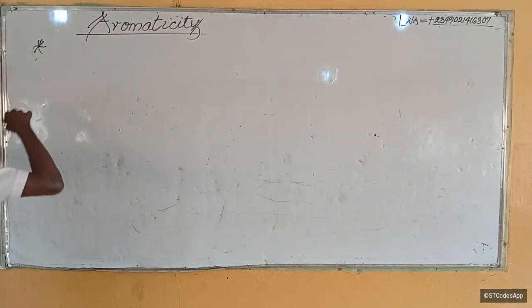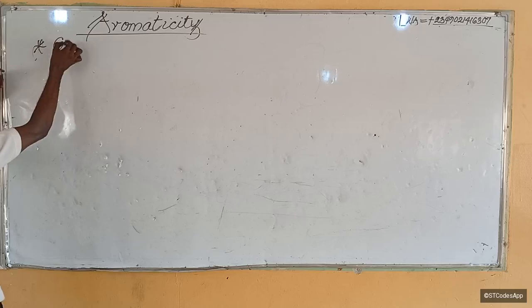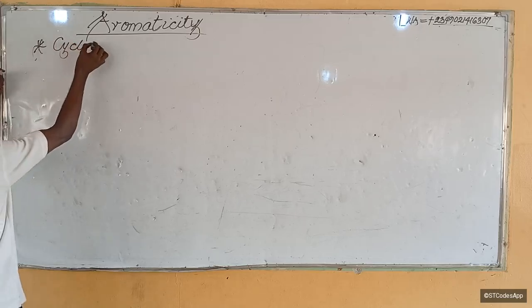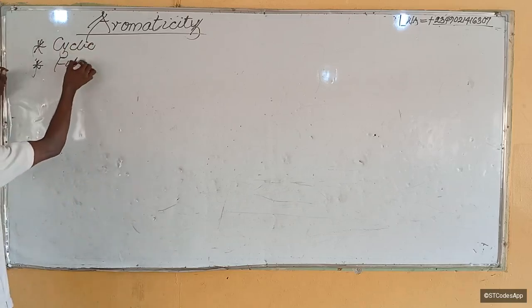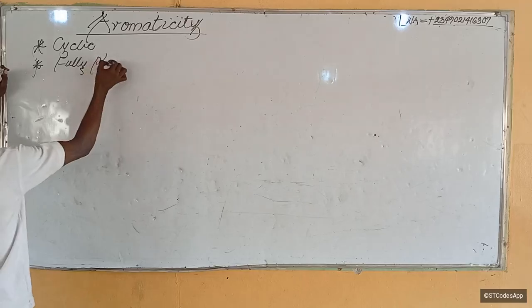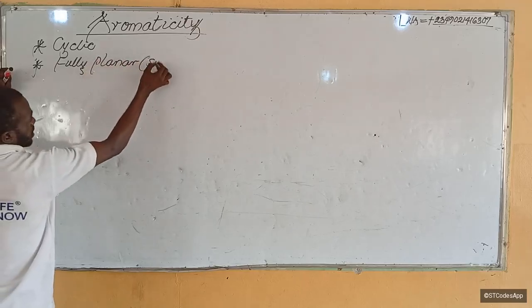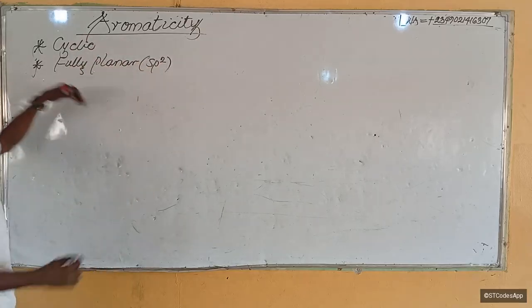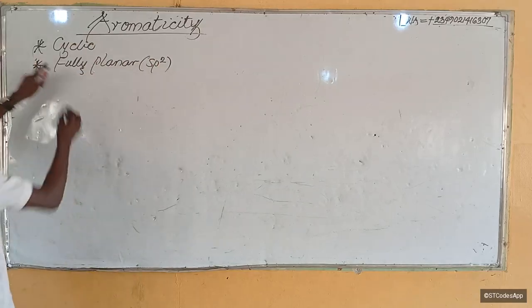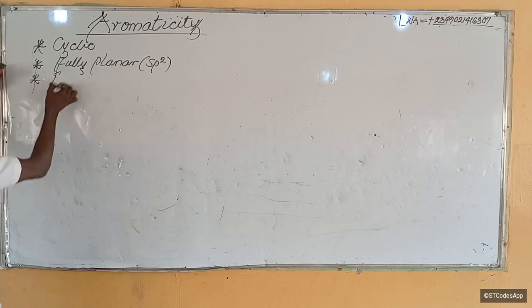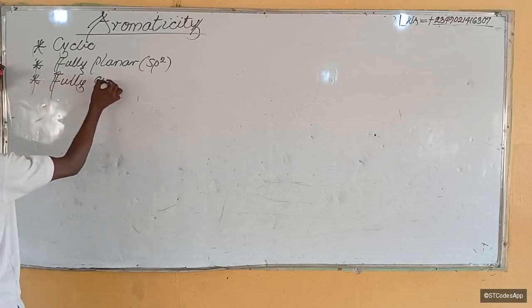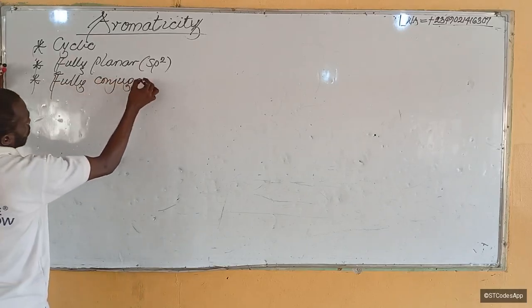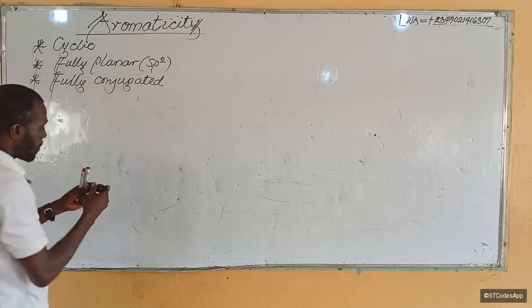So a structure is aromatic if it is cyclic first. It is a cyclic molecule. The second is that it is fully planar. What does fully planar mean? It is sp2 hybridized. I'm going to explain all this later. Now, fully planar and fully conjugated. What does fully conjugated mean? It means it has alternating single and double bonds.